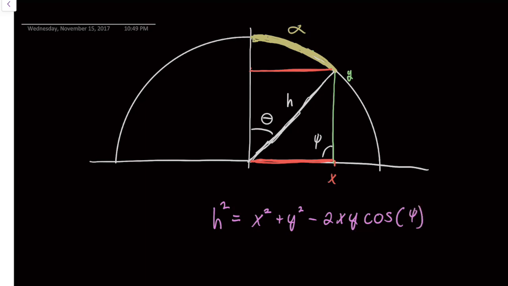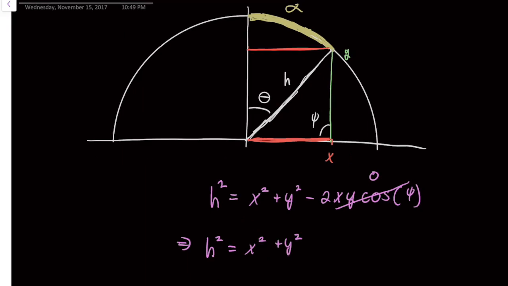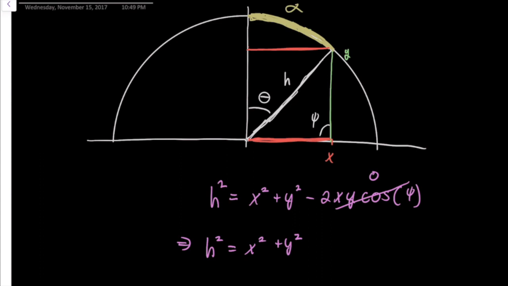Now, because it's a right angle, cosine of psi is equal to 0, so we have 2xy times 0. This drops out, turns to 0. Then we have h squared is equal to x squared plus y squared, which is known as the Pythagorean Theorem. The Pythagorean Theorem and the Law of Cosines are not two separate entities. It's not as complicated as that. It's simply that the Pythagorean Theorem is a special case of the Law of Cosines when you're dealing with a right angle. I'd also like to make two additional remarks at this point.